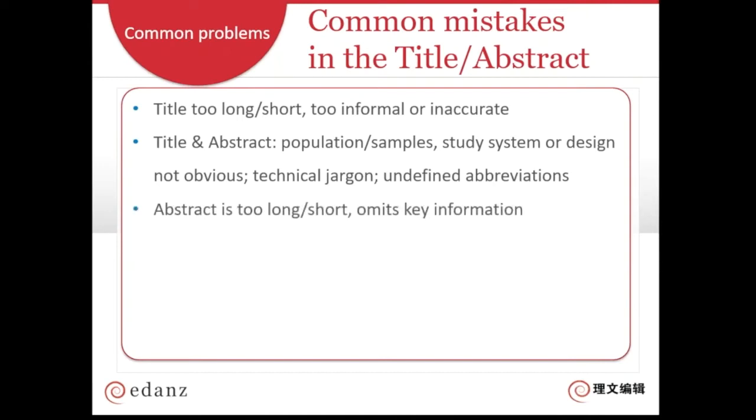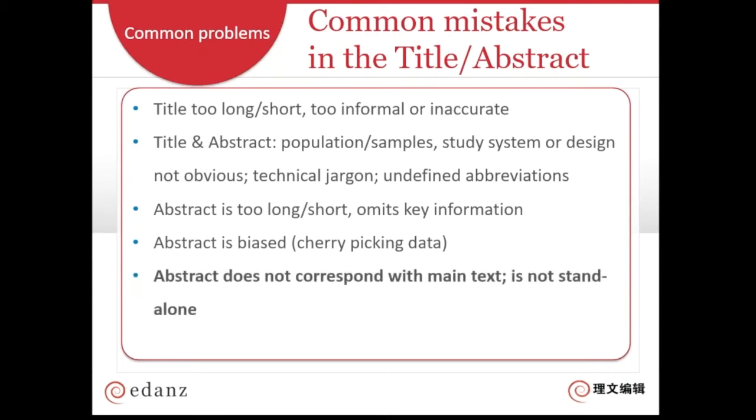Maybe the abstract is too long or short, or omits important information so it doesn't actually summarize the whole paper. Or it's biased because the author has cherry-picked only the positive data that look good. A common problem is that the abstract doesn't actually correspond to the main text. Maybe the text says 50%, but the abstract says 55%. And the abstract should be independent or standalone, so there should be no reference to the main paper, such as telling the reader to look at Table 1 or Figure 1.